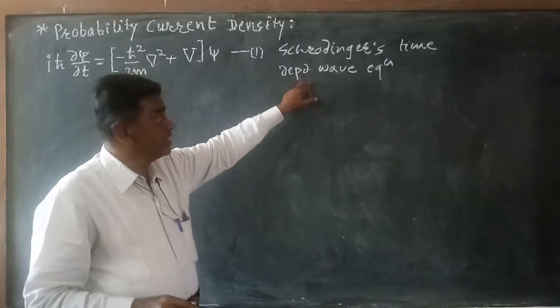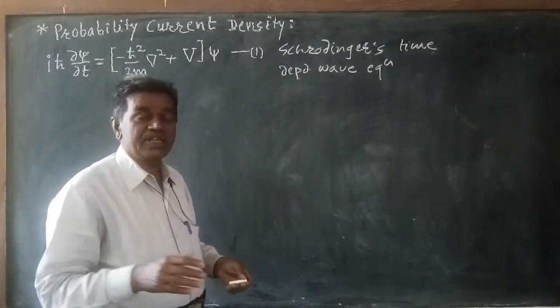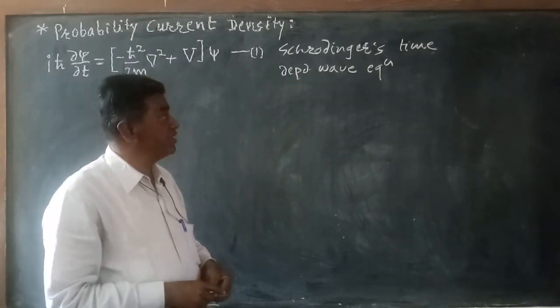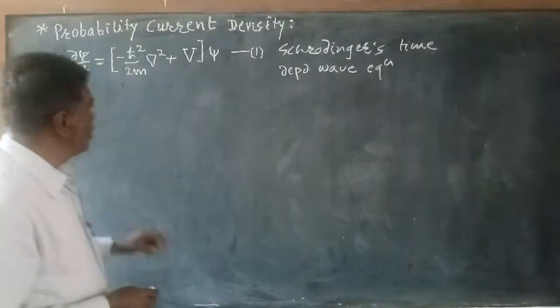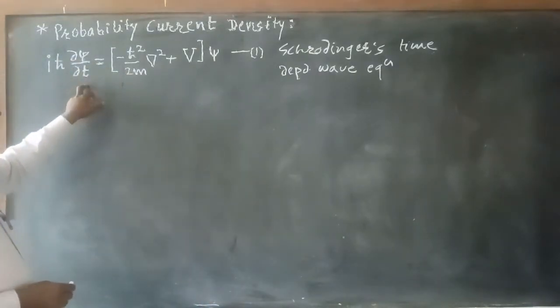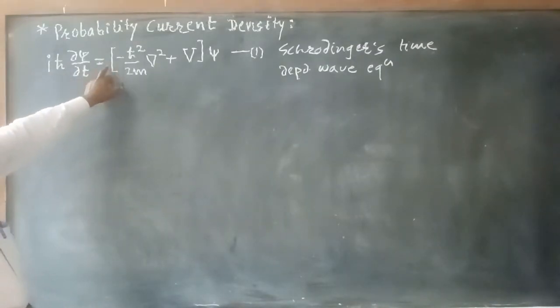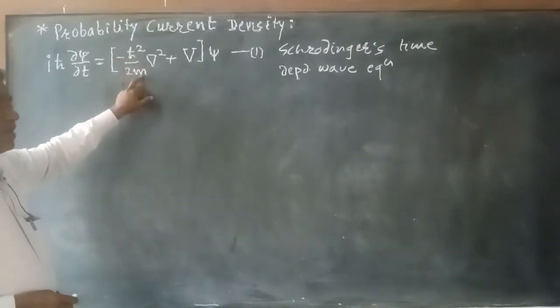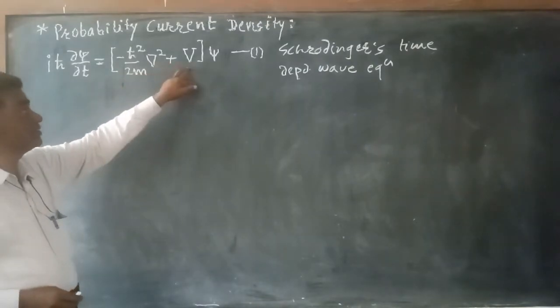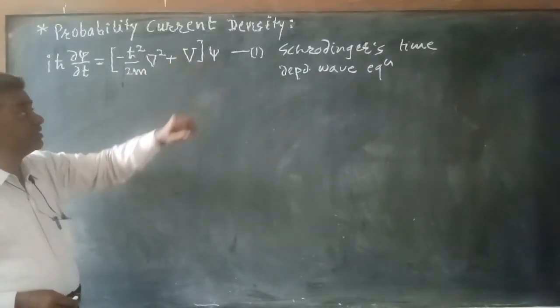Last time we have seen this Schrodinger's time dependent wave equation as well as the independent wave equation. So recall the Schrodinger's time dependent wave equation, that is i h cut delta psi by delta t is equal to minus h cross square divided by twice m del square plus phi, acting on psi.